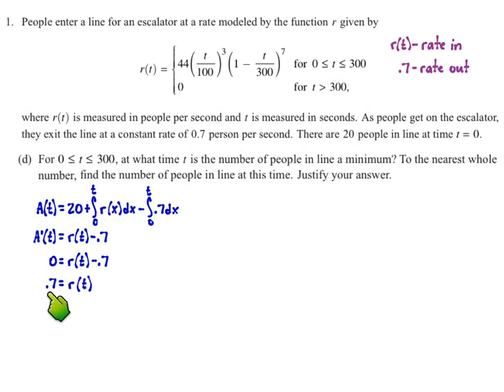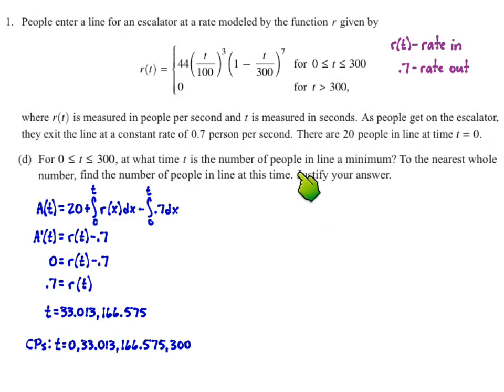So if this is y1 and this is y2, the intersections are 33.013 and 166.575. So there are 2 points of intersection there. Remember, our other critical points are when the derivative does not exist. Well, the derivative always exists because r of t always exists in that domain, and the rate out always exists. So the derivative always exists. And then our endpoints are our other critical points. So we have critical points of 0, 33, 166, and 300.